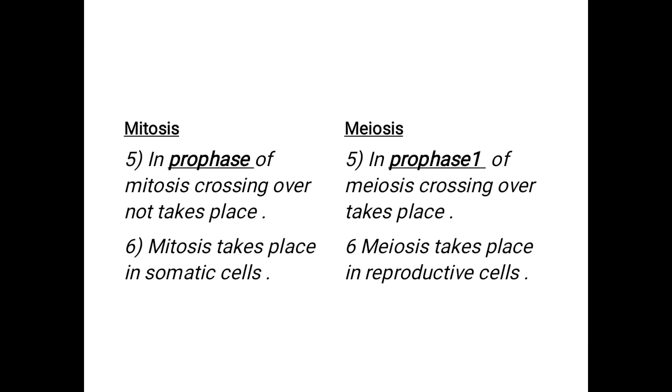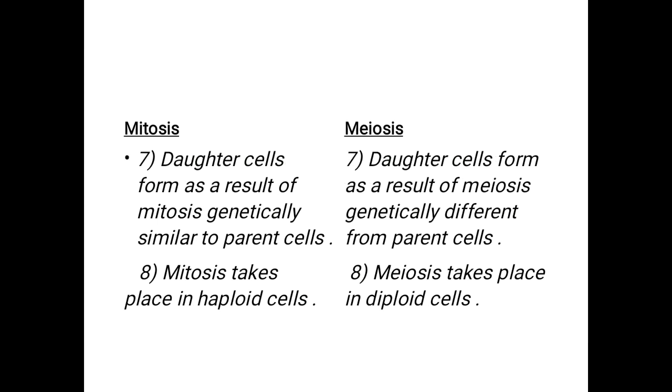Our body has two types of cells. One is somatic and the other is reproductive cells. The somatic cells are those cells which are not involved in reproduction, while the reproductive cells are those cells which are involved in reproduction. That's why these cells are called the reproductive cells. So mitosis takes place in somatic cells and meiosis takes place in reproductive cells, which are involved in reproduction.